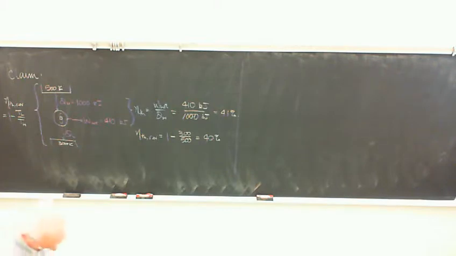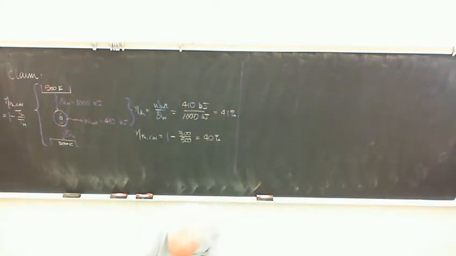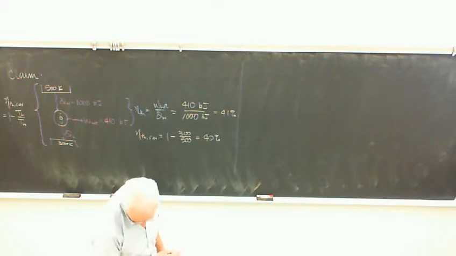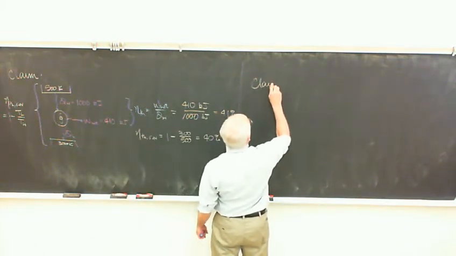All right, there's another claim. This guy promises a refrigeration cycle. Can we do all this for a refrigeration cycle? Will all this work? Why not? Because all these processes are reversible, which means we can just run the cycle backwards, and when we do that, we have a refrigeration cycle. So here's the claim for this inventor.